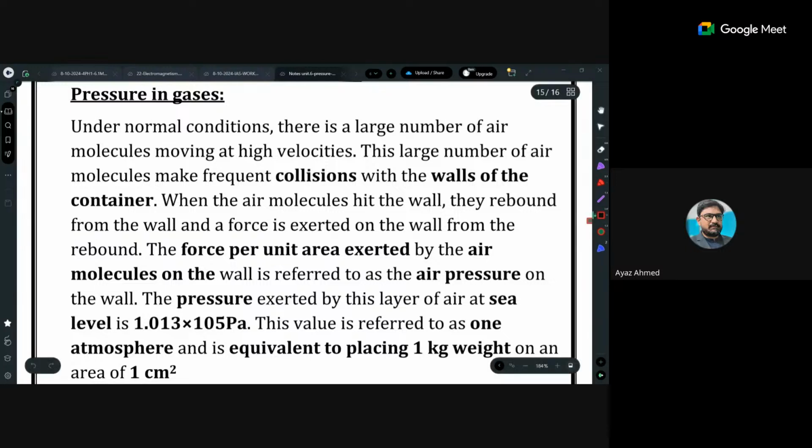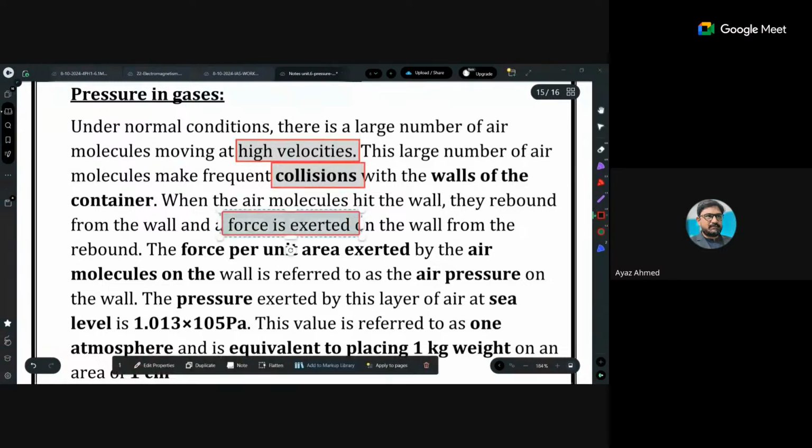In gases, there are some particles. There are a number of particles inside a gas, and they have very high velocities because gas particles move freely, and this large number of particles cause collisions with each other and with the walls of the container. And due to these collisions, what happens? Their momentum is changed. This is a really important thing: when they collide with the walls, these air molecules hit the walls, and thereby they rebound from the walls, and a force is created.